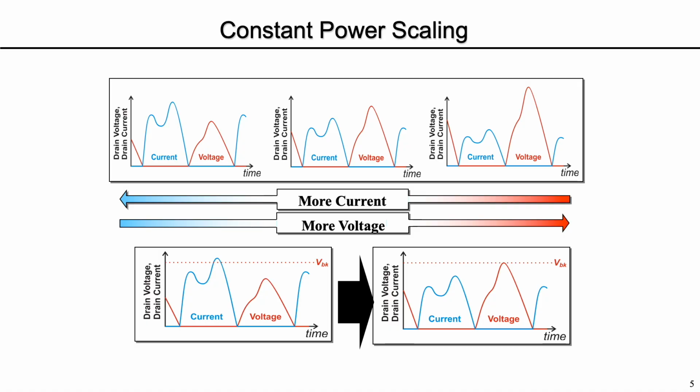Of course, if you move to the left, you have more current and less voltage, and to the right, you have more voltage and less current, right? Again, this is somewhat of an obvious statement, but why does this matter? It matters because the choice of the devices you're designing with determines where in the spectrum you will land.